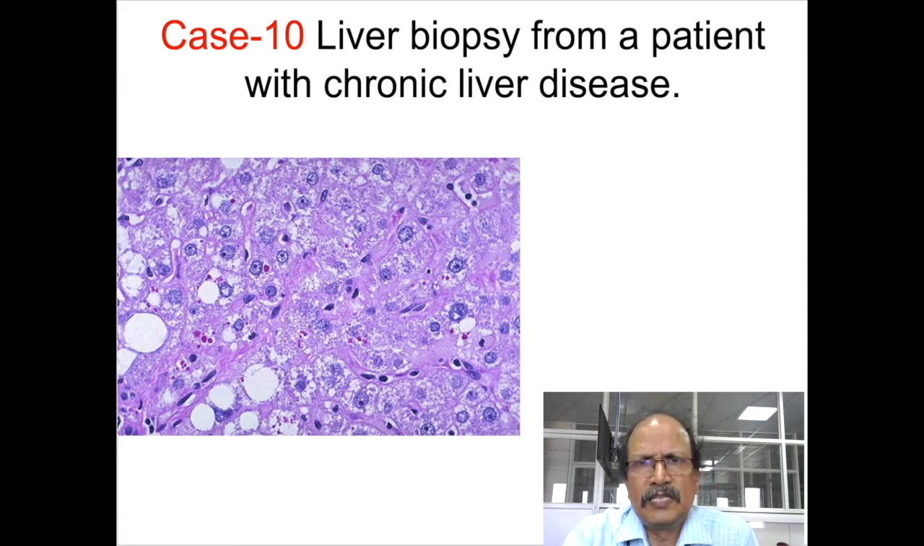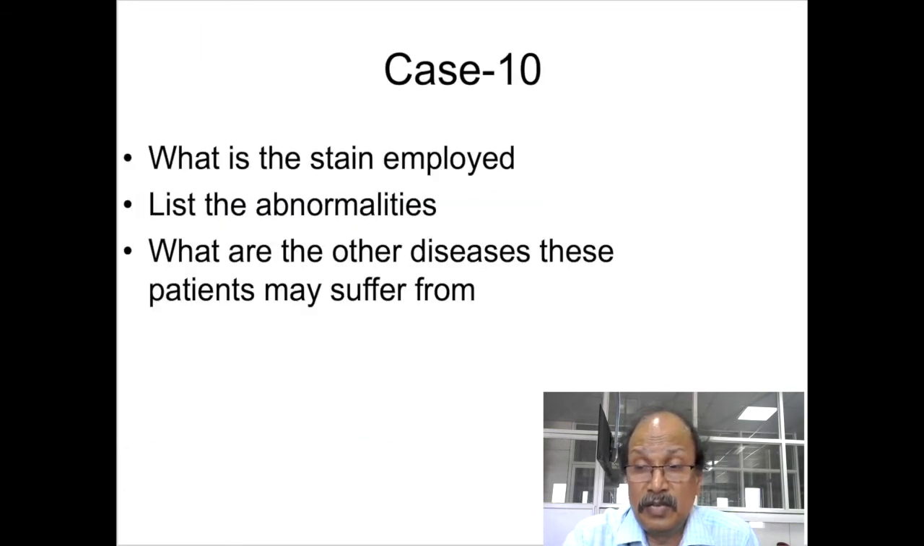So next case is liver biopsy from a patient with chronic liver disease. Already biopsy proven, this patient was supposed to be suffering from chronic liver disease, and probably you know the causes for chronic liver disease. Let us interpret the histology.